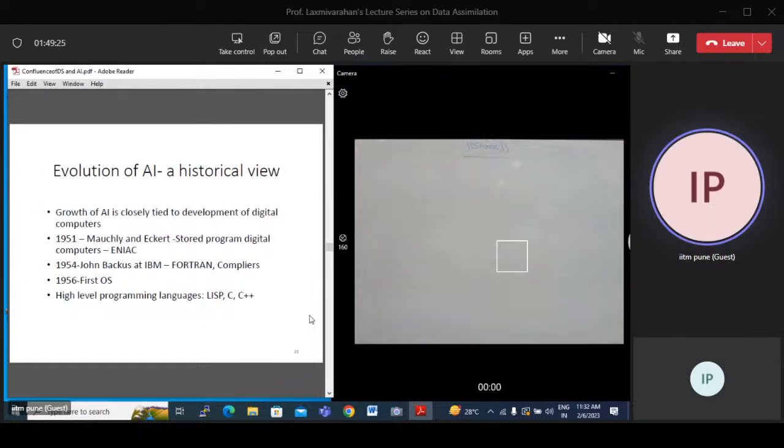Now I'm going to quickly review the evolution in AI. In the previous talk, we talked about the evolution of data science. I hope I gave you a good perspective of what data science is all about. Today, in this second talk, I'm going to give a historical view of the evolution of AI. Growth in AI is largely tied to the development of digital computers.